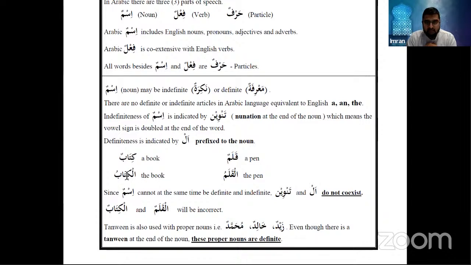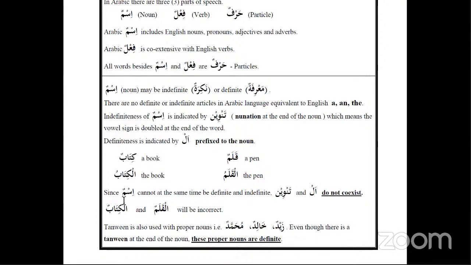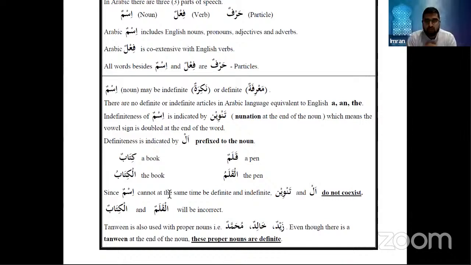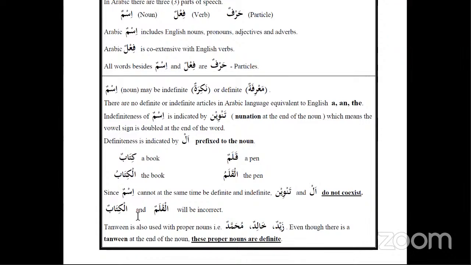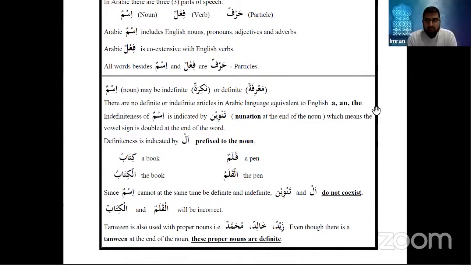Al-kalamu, al-kitabu. Okay. And since ism cannot at the same time be definite and indefinite, tanween and alif lam do not coexist. So you cannot have alif lam and say al-kitabun. It will be either kitabun or al-kitabu. Correct? Brilliant. And then, thank you, Sister Narjis. Let me just choose someone else now.